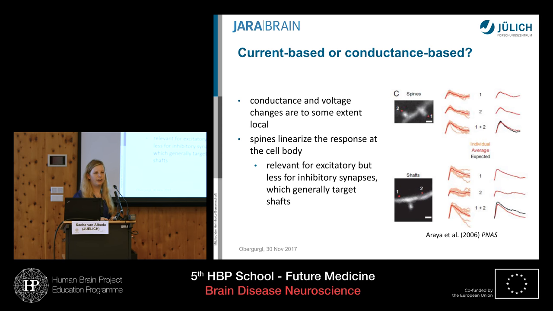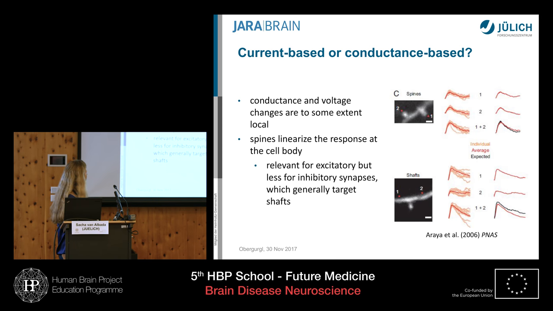All synapses are, in a way, conductance-based. So locally, they're always conductance-based. There is this dependence on the membrane potential. But the question is, when you use a point neuron model, whether you should use current-based or conductance-based synapses, because those conductance and voltage changes due to synaptic inputs are to some extent local, and the membrane potential equation for a point neuron model describes a somatic membrane potential. And so we need to know what is the influence at the soma, actually.